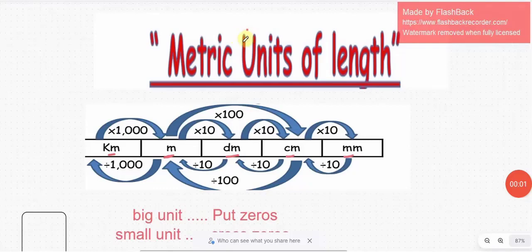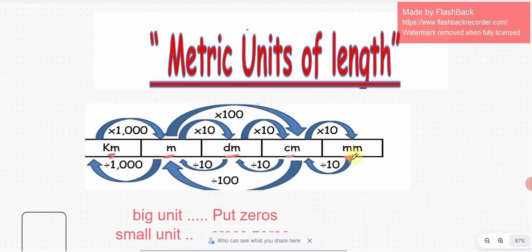Hello, grade 4. Let's take metric units of length. We can measure our length using these units: kilometer, meter, decimeter, centimeter, millimeter. The biggest unit is kilometer and the smallest unit here is millimeter.